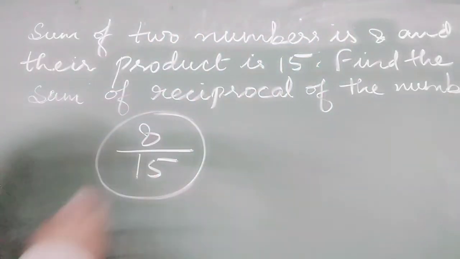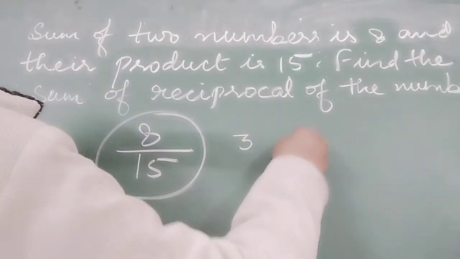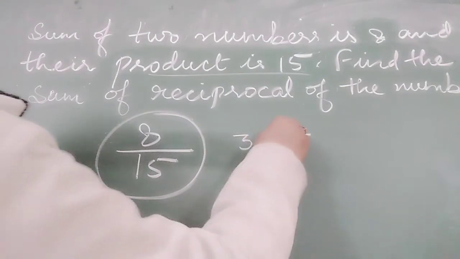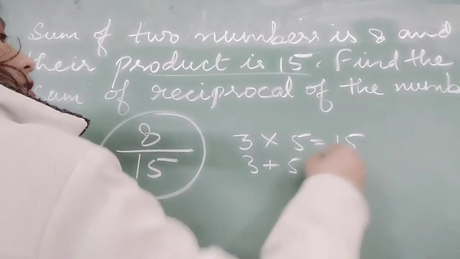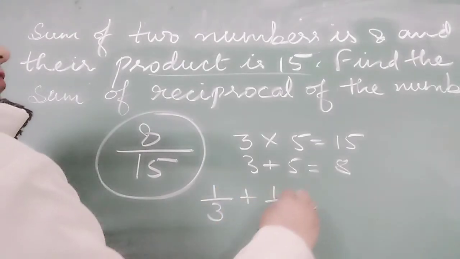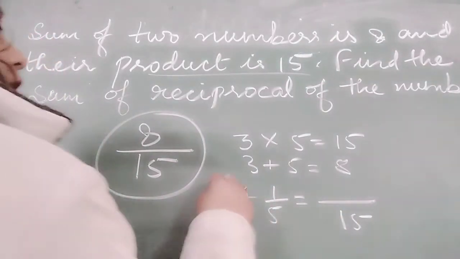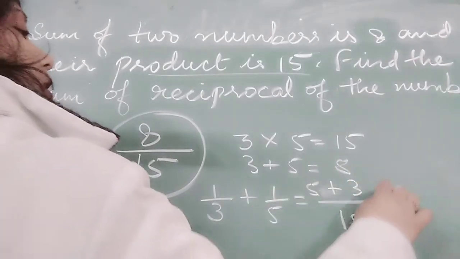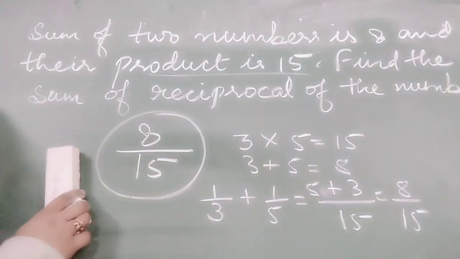You have to solve this question in seconds only because the answer is already given in the question. Now you can see what the two numbers are whose sum is 8: 3 and 5. Why have we taken 3 and 5 only? Because their product is also given as 15. So the sum of 3 and 5 is 8 and the product of 3 and 5 is 15. Now we have to find the sum of their reciprocals, meaning 1 upon 3 plus 1 upon 5. The LCM of 3 and 5 is 15. Now we multiply by 5 and by 3. So the answer is 8 upon 15, and we have done this question in 1 second only.